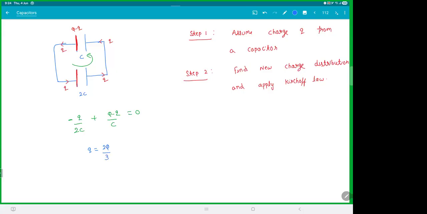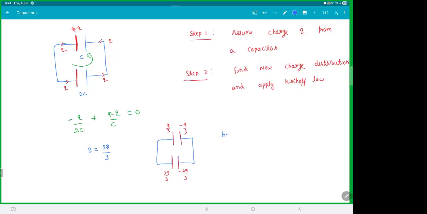Clear with this? So that means what are the final charges? The upper capacitor gave 2Q by 3 charge. So you are left with Q by 3 and minus Q by 3, 2Q by 3 and minus 2Q by 3. This is how you do charge distribution.